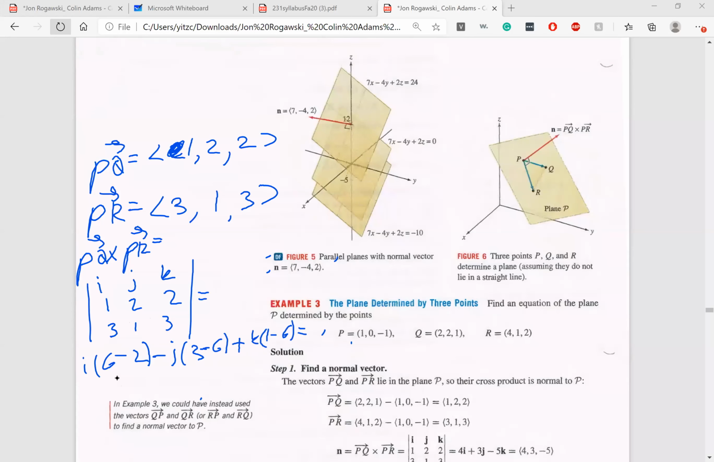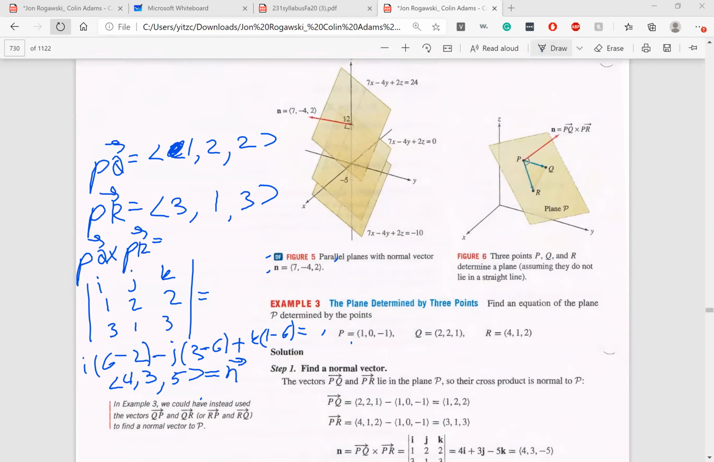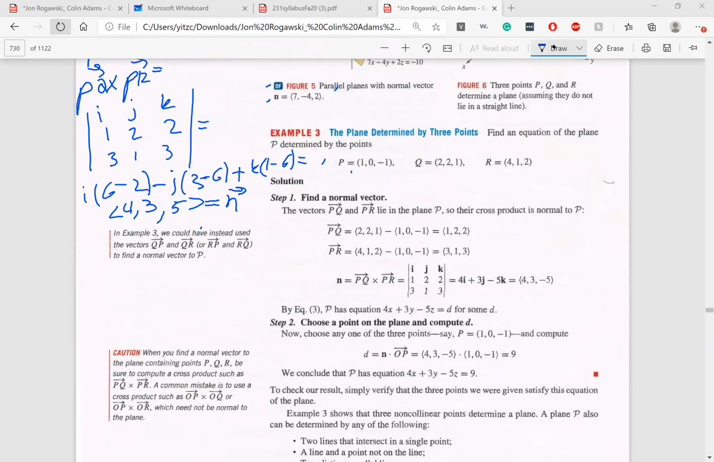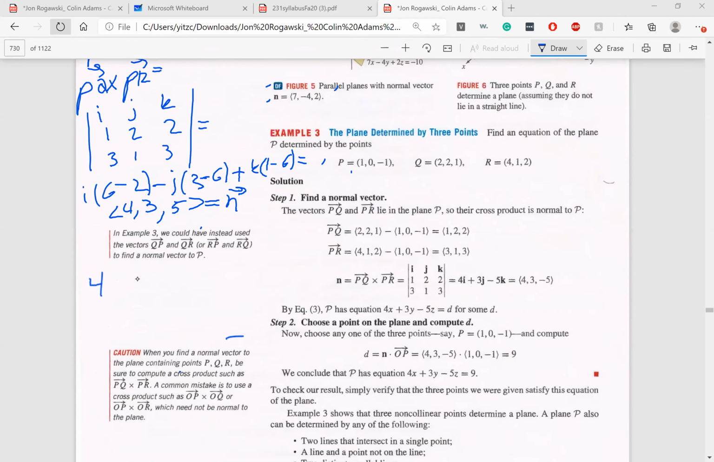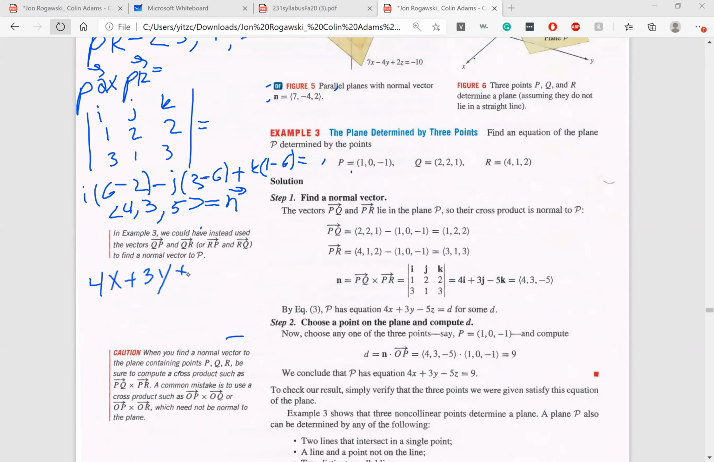Okay, so now this is equal to the vector 4 over here, and then this over here is going to be a -3, a negative is going to give us 3, and this over here is going to be 5. And this is our normal vector. So our normal vector is the vector 4, 3, 5. Okay, so now when we make our plane, the equation of the plane will be 4x plus 3y plus 5z is equal to d.